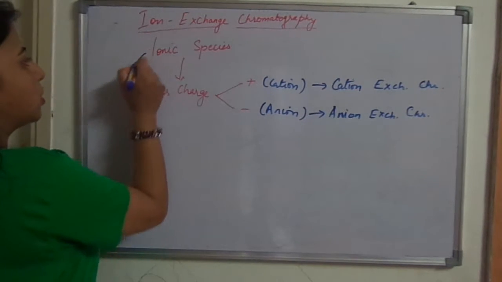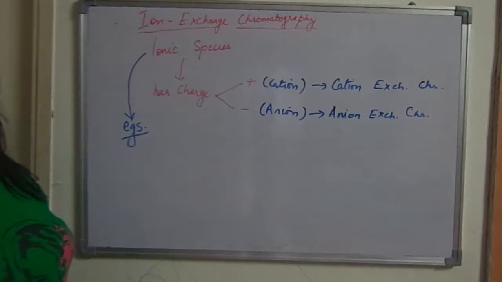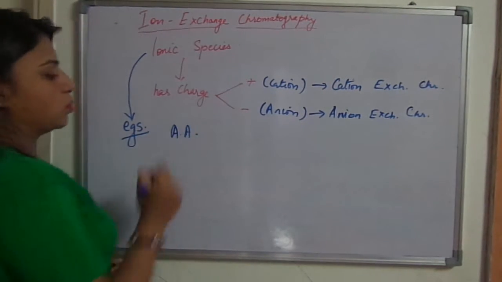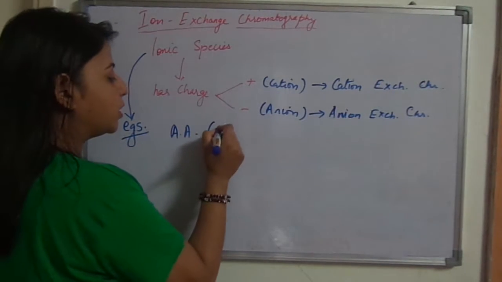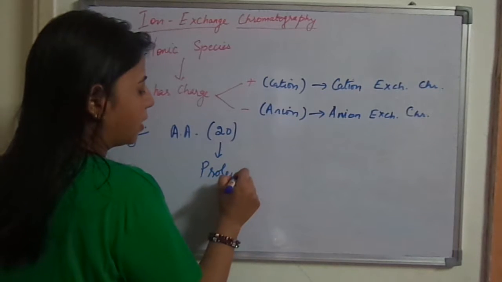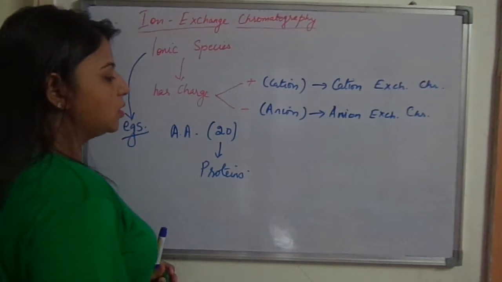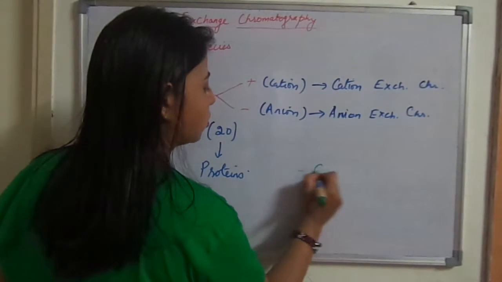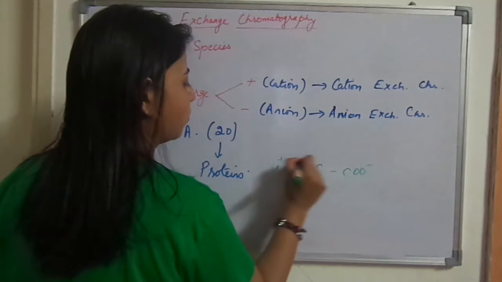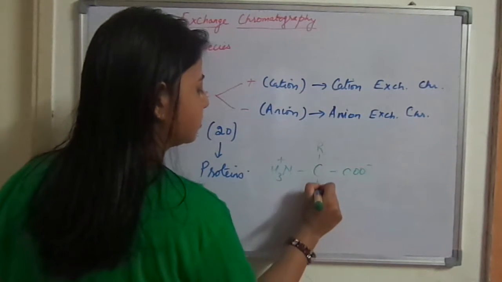Now, exactly what are the examples of these ionic species? See, amino acids carry charge. There are 20 amino acids which make up all the proteins, and all proteins are charged. How? See, this is the general structure of any amino acid. It has an NH3 on one end and a carboxyl group on the other end.